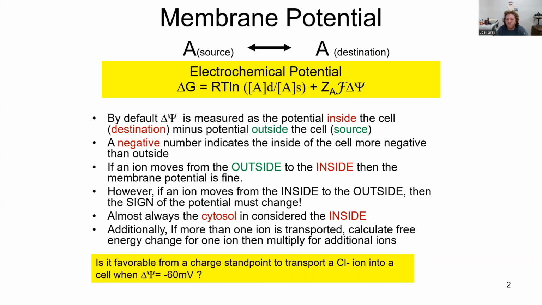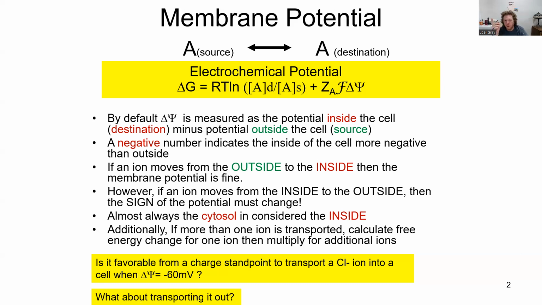So negative 60 millivolts. Millivolt would be, let's see, 0.060 volts, because 1000 millivolts is equal to 1 volt. 60 millivolts is 0.06 volts. Now, after that question's been answered, what about the reverse?